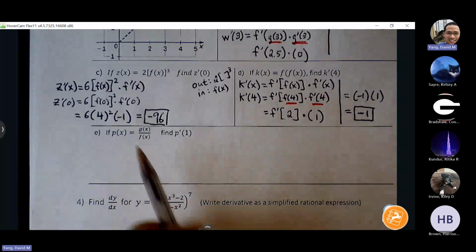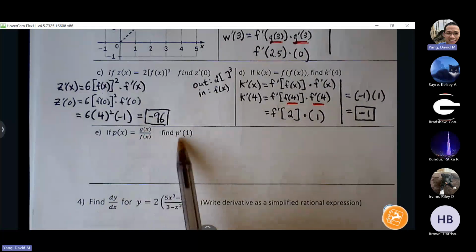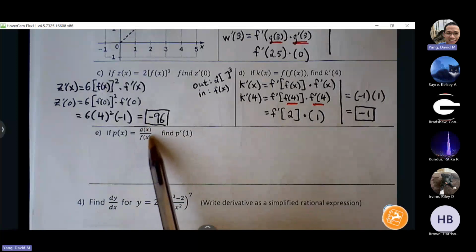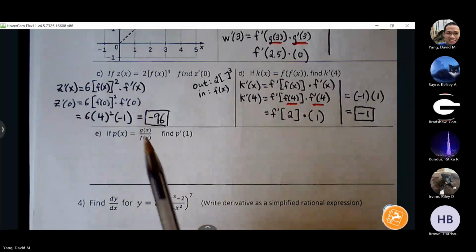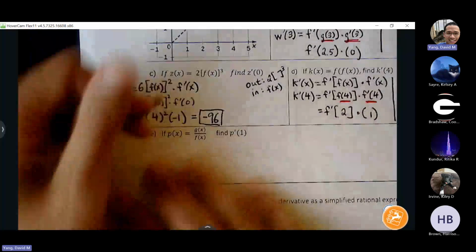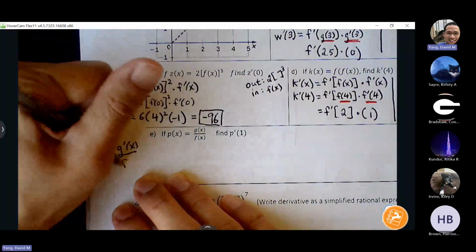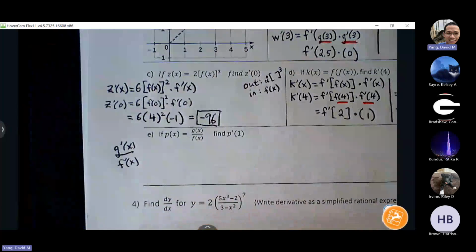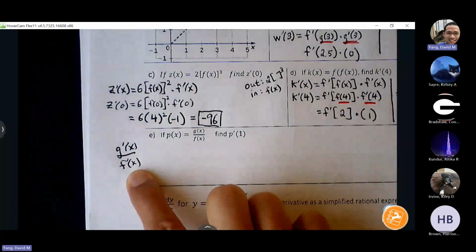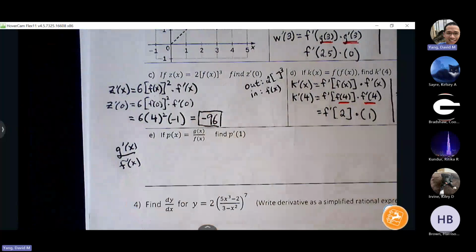Okay, part E, if p(x) equals g over f, find p prime. What do we have to go through here? Quotient rule. Quotient rule. This is what some students want to do. They want to say, okay, that's easy, I'll just do g prime over f prime, plug 1 in, find the slope, and that's it, right? So we can't do that. We have to go through quotient rule.